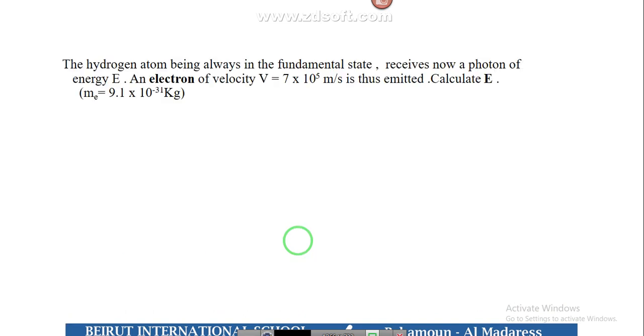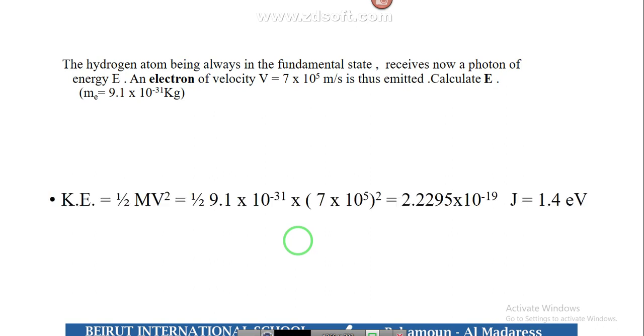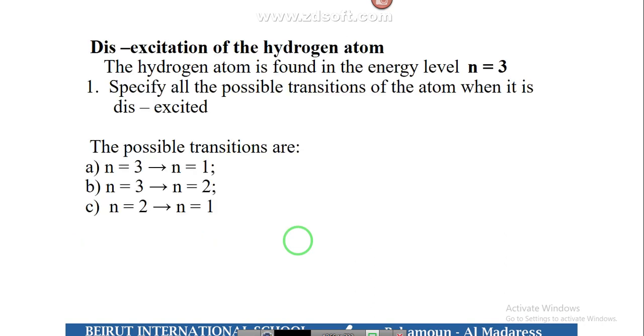Now the hydrogen atom, being always in the fundamental state, receives now a photon of energy E. An electron of velocity v equals 7 times 10^5 meter per second is thus emitted. From the word emitted, we should know that we are in the ionized state, and now calculate E. Kinetic energy is equal to half mv squared. We get the answer in joule, we change it into electron volt. E is equal to E ionization plus kinetic energy in electron volt, we found it, equal to 13.6 plus 1.4 equal 15 electron volt.